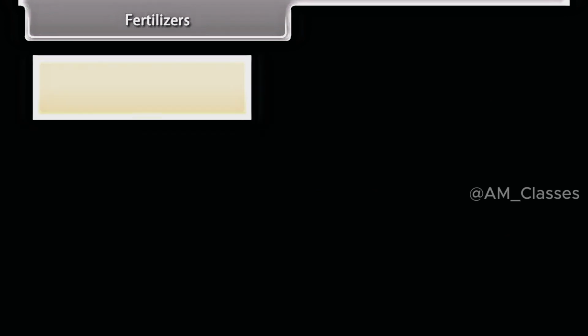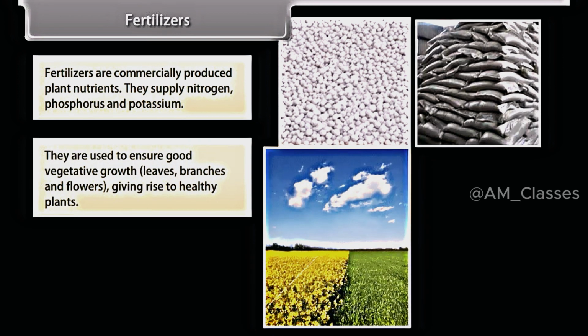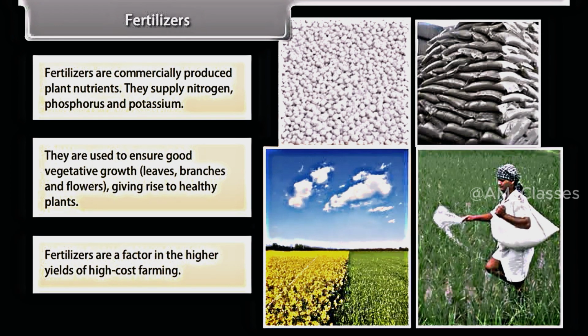Fertilizers. Fertilizers are commercially produced plant nutrients. They supply nitrogen, phosphorus, and potassium. They are used to ensure good vegetative growth, leaves, branches, and flowers, giving rise to healthy plants. Fertilizers are a factor in the higher yields of high-cost farming.